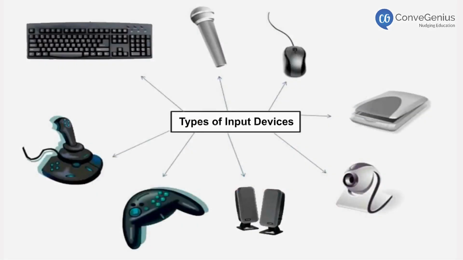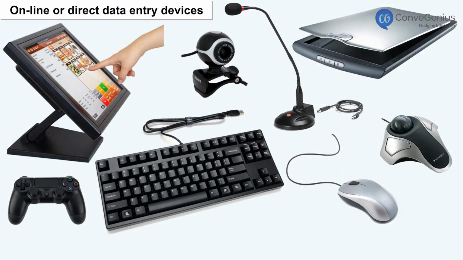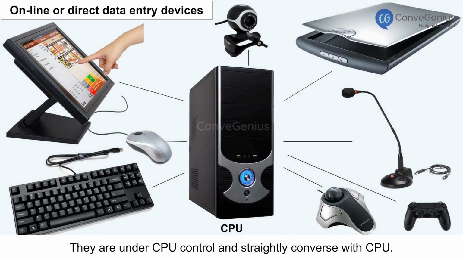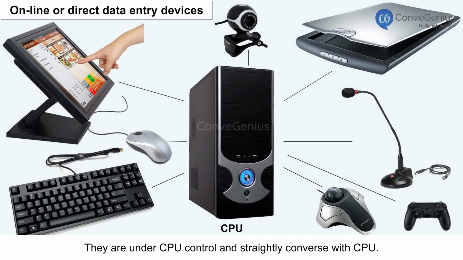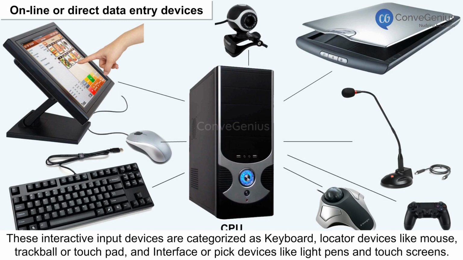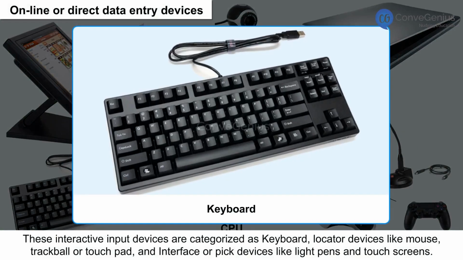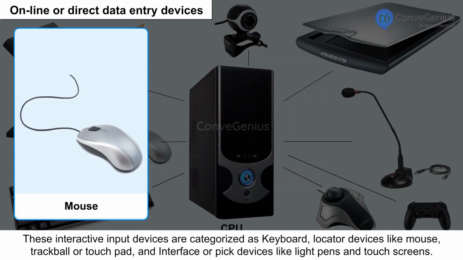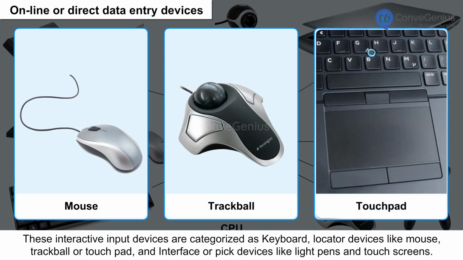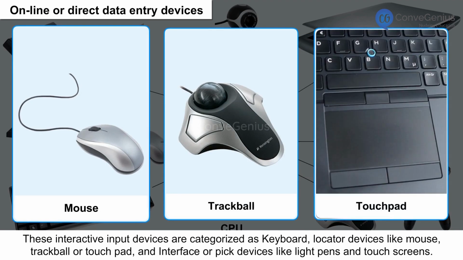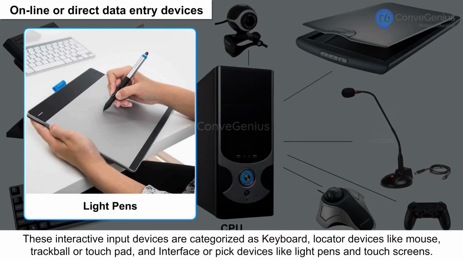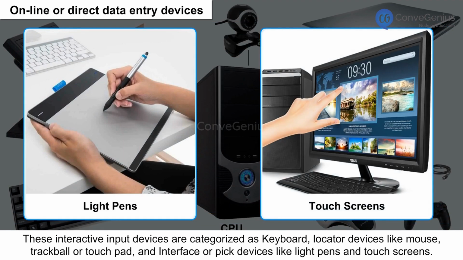Input devices. Those devices which help to enter data into the computer system and convert data into an acceptable computer form. Types of input devices: online or direct data entry devices. They are under CPU control and straightly converse with the CPU. These interactive input devices are categorized as keyboard, locator devices like mouse, trackball or touchpad, and interface or pick devices like light pens and touch screens.